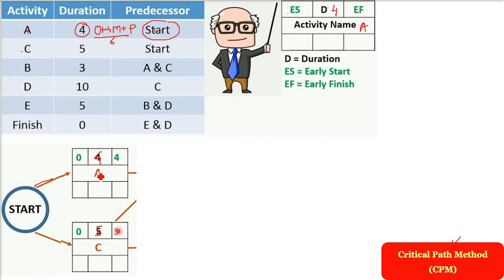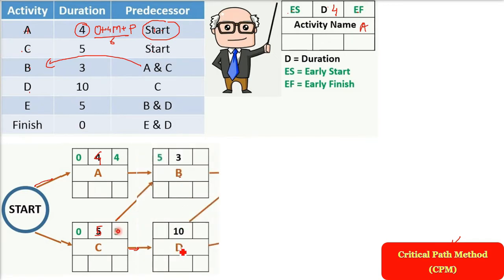Now go to the predecessor and see all activities where A and C are predecessors. So A and C, B will come from A and C, and D will come from C. So from A and C there will be 2 arrows to B, and from C there will be 1 arrow to D. Okay. Now duration also we have written. So B is dependent on A and also C. D is dependent on C. The number is duration, I am writing just above it.